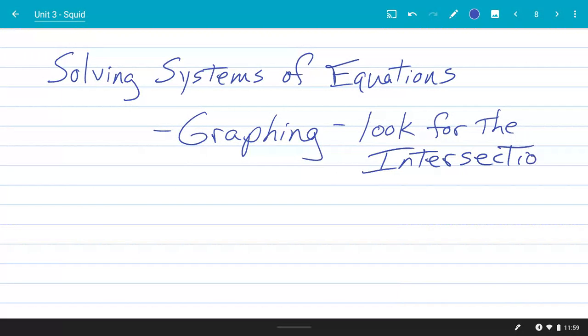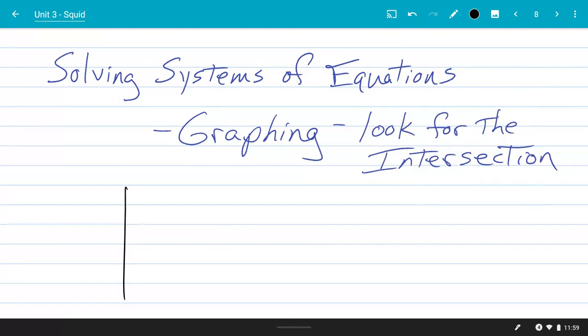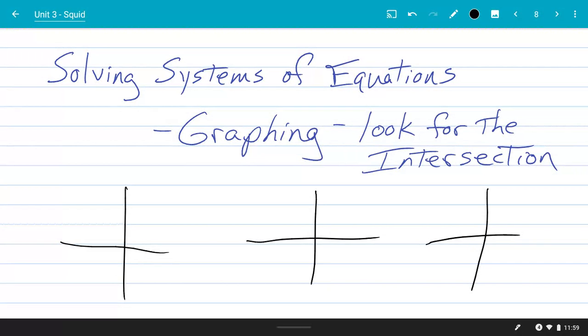Now, I want to tell you that there's not always going to be an intersection. I could have a couple different possibilities here. It's got 3 coordinate planes here. I could have these 3 lines, and here's what it could be.